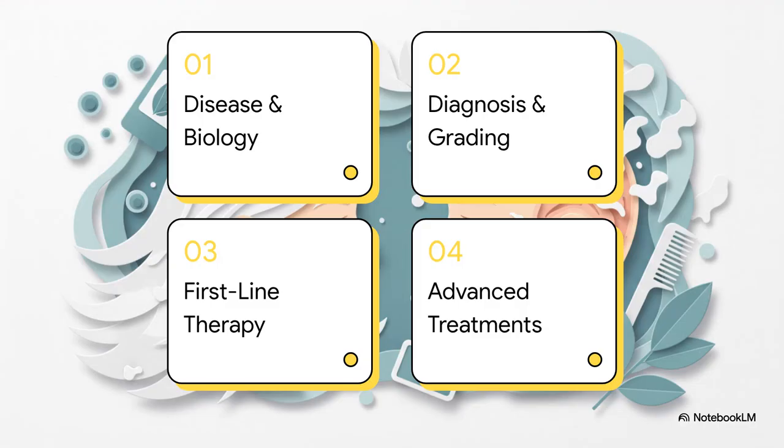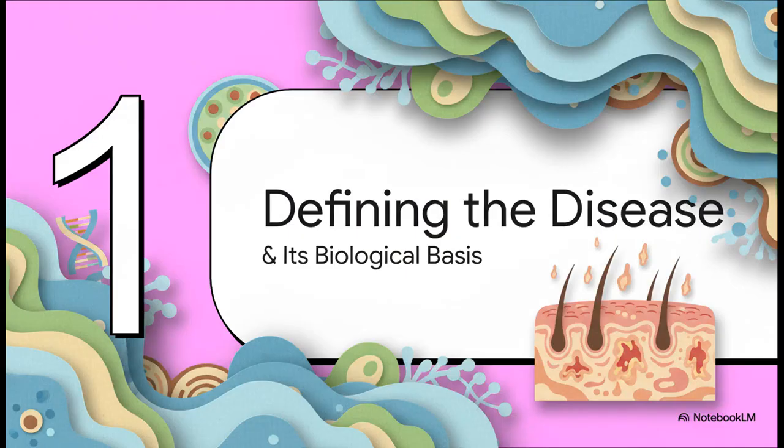Here's our game plan. We've broken this down into 5 key modules. We'll kick things off with the basic definition and biology, then get into the weeds of diagnosis and grading. After that, we'll do a really deep dive into first-line treatments before we tackle the advanced options for those tough, severe cases. Okay, first things first, we have to build a solid foundation. To really understand how to treat this thing, we've got to know exactly what's going on at the microscopic level.